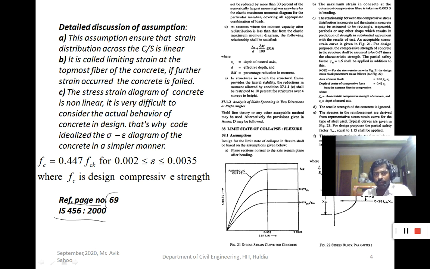Here the first assumption is that a plane section normal to the axis remains plane after bending. So plane sections remain plane before and after bending. It means the strain distribution across the cross section is linear. Strain varies linearly across the section. Because there is no warping, the strain should be linear to satisfy this assumption.